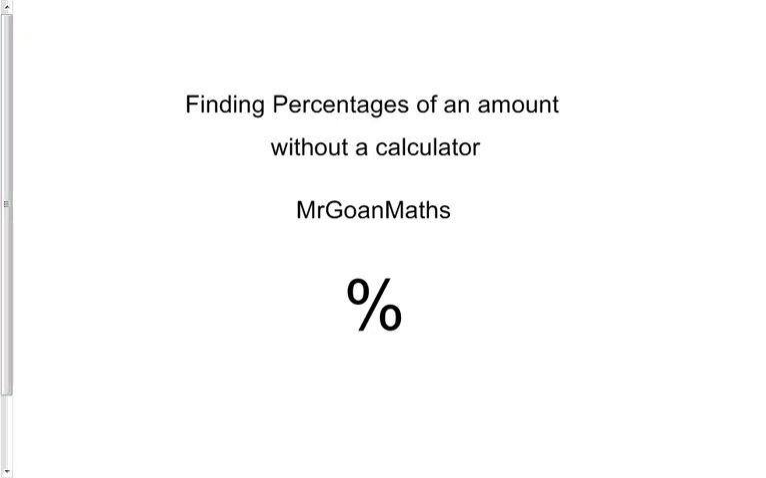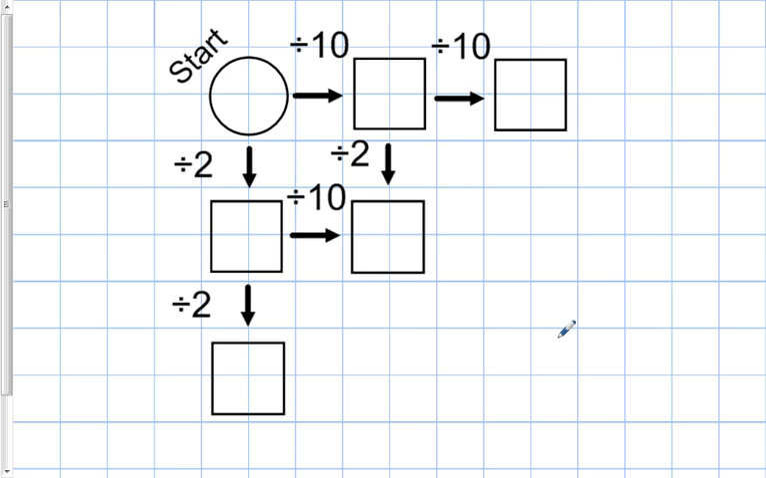So to start with, I've got a diagram here. Now our starting number goes in this top left circle here, where it's marked start. Anytime we move right on the diagram, we're going to divide by 10. And if we move down on the diagram, we're going to divide by 2. So to demonstrate this, we're going to start with our beginning number of 100%.